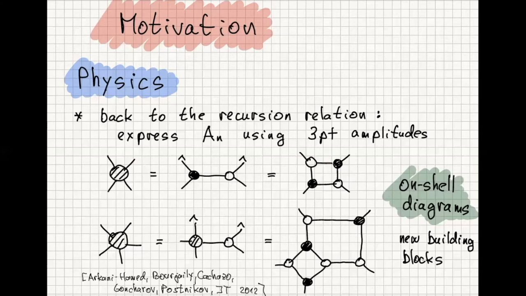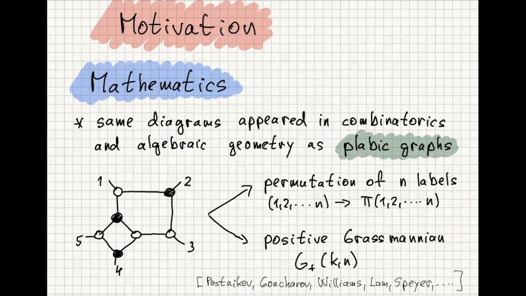And they are building blocks for amplitudes. For some simple amplitudes, the amplitude is one on-shell diagram, but for more complicated ones, you get a sum of them. So you can express in these recursion relations the amplitude as a sum of these on-shell diagrams. Okay, so that was the physics motivation. Now, the mathematical motivation is that the same diagrams appeared in the past in combinatorics and algebraic geometry as plabic graphs.